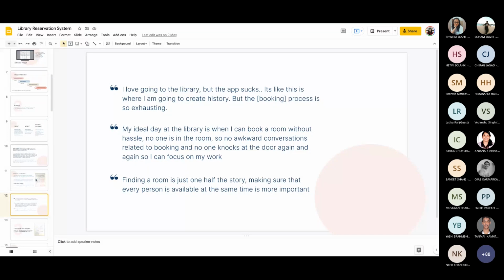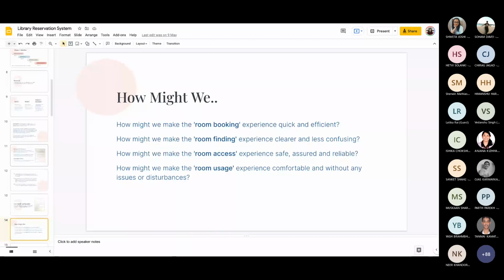And these are the how might we questions I was talking about. The room booking experience can be made better, the room usage experience can be made better, and things like that. So maybe you provide stationery in the room so that they don't have to go elsewhere to look for additional stationery. Maybe they provide a whiteboard and things like that.